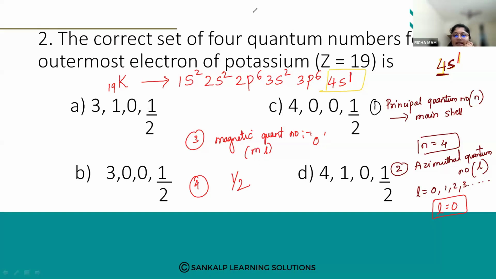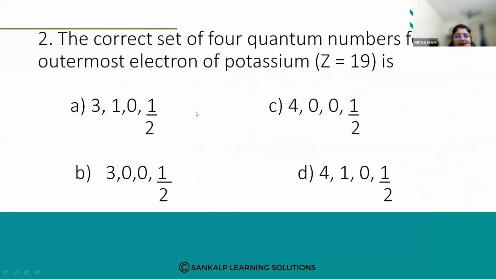So what is the correct answer? The correct answer is C. Okay, n is 4, it represents the main shell. Then azimuthal quantum number, l is equal to 0. Magnetic quantum number is 0. And next is your spin quantum number, only 1 electron is there, so it is half. That is plus half or minus half, but only 1 is there, so half. So the answer is C. Okay, fine.